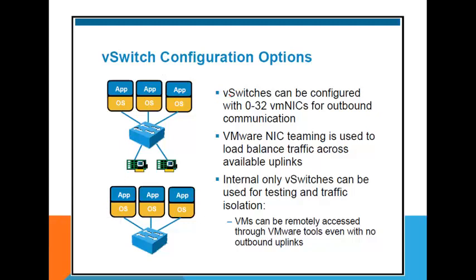vSwitch configuration options: a switch can be configured with 0 NICs or up to 32 NICs, which we already discussed some time before. We can have up to 32 VM NICs per ESXi. VMware NIC teaming is used to load balance traffic across the available uplinks. An internal-only vSwitch can be used for testing and traffic isolation.